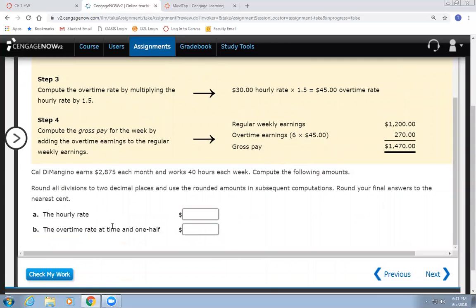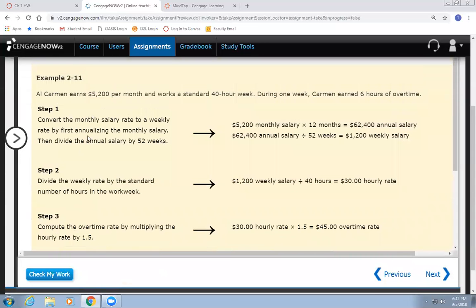Okay. This one is, we are going to look at a monthly earner and convert it into an hourly rate. So they give you in the example how to take a monthly earner and turn it into an hourly rate, because we may need to know how to calculate overtime. So in this case, we can just follow these steps, which is what we're going to do.